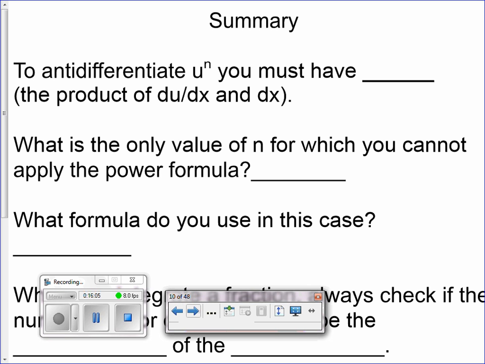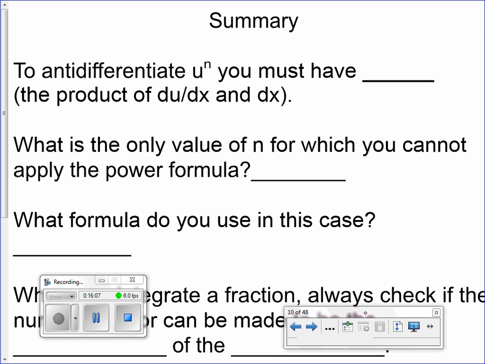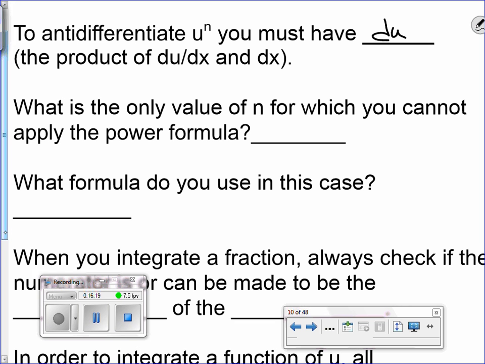Let me fill in this because the kids at home have it, and then I'll help you. To anti-differentiate u to the n, you must have du. You can't use the power rule on u to the n unless you have du. What's the only value of n for which you cannot apply the power formula? -1. If you do have u to the -1 du, what is the antiderivative? ln of the absolute value of u plus c.